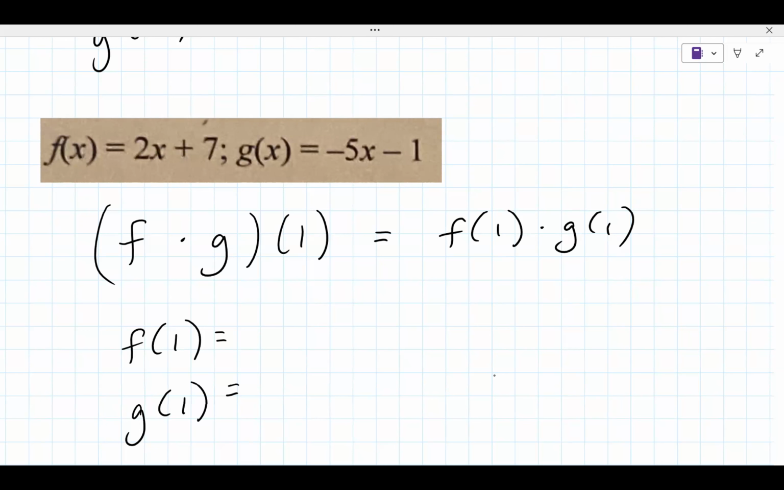All right. Any answers for me here? I got my total answer to be -54. Okay, so f of 1 is 9, g of 1 is -6. So 9 times -6 is -54. Is that okay? Yes. All right. Let's look at a couple more here.